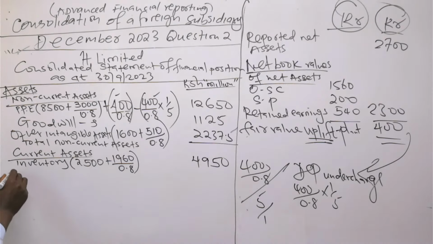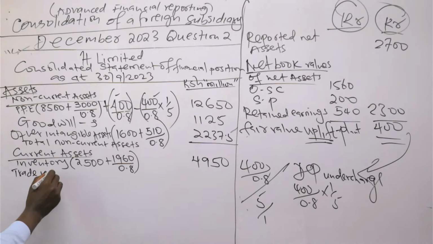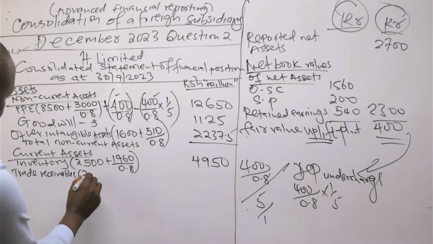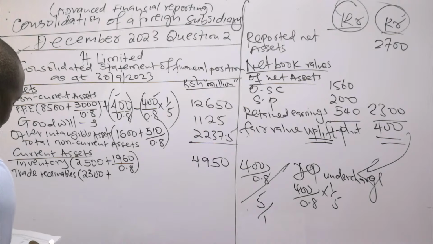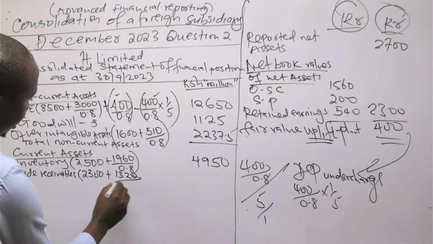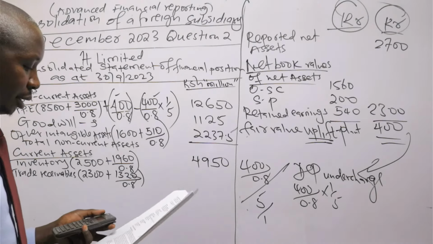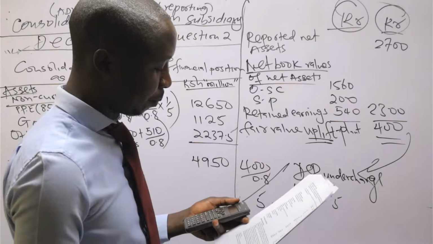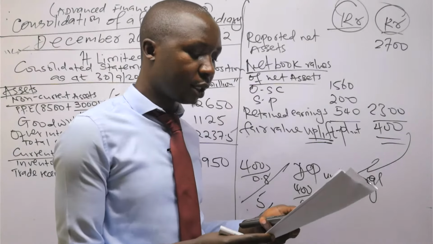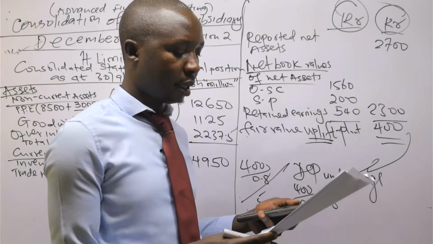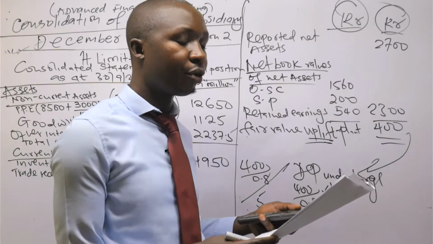The next item is trade receivables. So trade receivables, 2300 plus 1320 divided by 0.8. But now remember they said in Note 3, on 1st October, H Limited exported goods worth 180 on account to S. This transaction has been recorded by both entities.